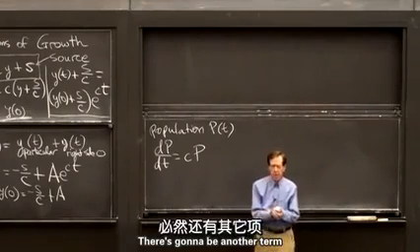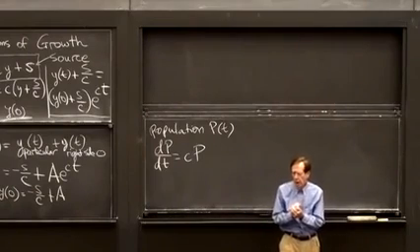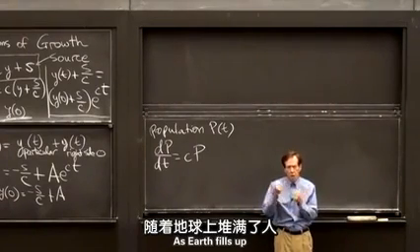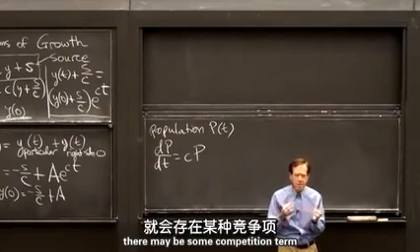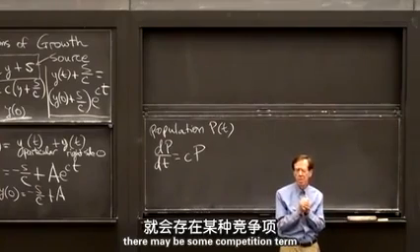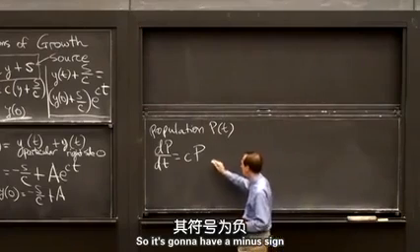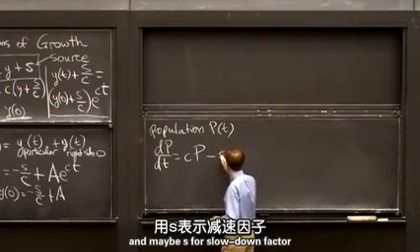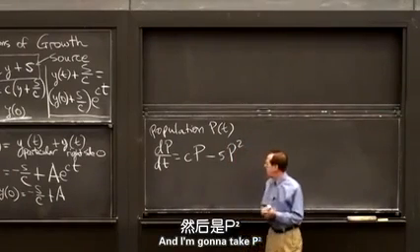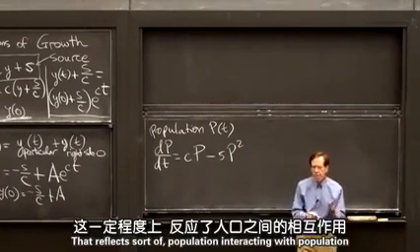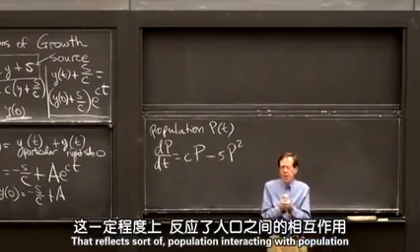There's going to be another term, because it's not realistic for the population just to keep growing. As the Earth fills up, there's some competition term, some slowdown term, so it's going to have a minus sign, and maybe s for a slowdown factor, and I'm going to take P squared. That reflects sort of population interacting with population.